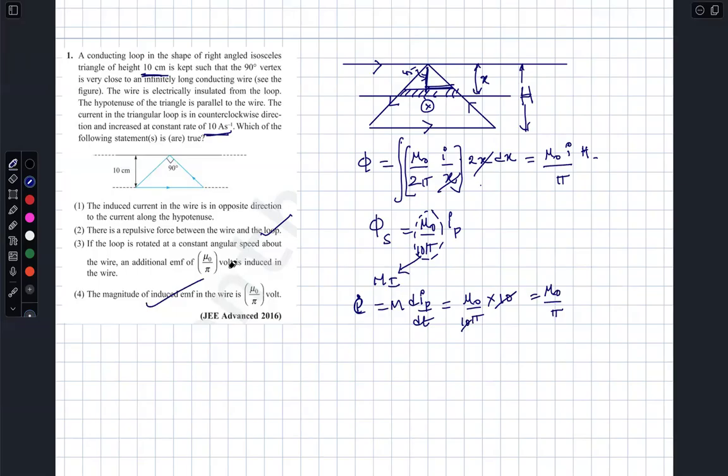Right. If the loop is rotated at a constant angular speed about the wire, additional EMF is wrong. Why? Because there is no change of flux. Same number of lines will pass through. You rotate the triangle taking the line as the axis. There is no change of flux. So there is no additional induction of EMF in this. The EMF is induced only because of the mutual inductance effect.